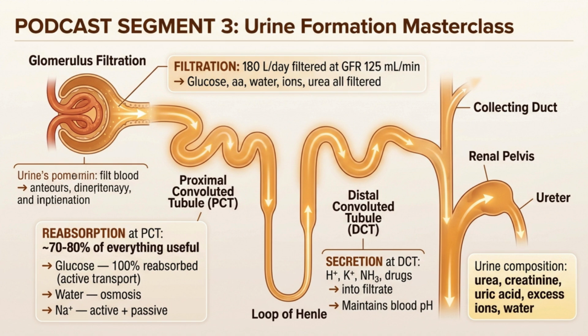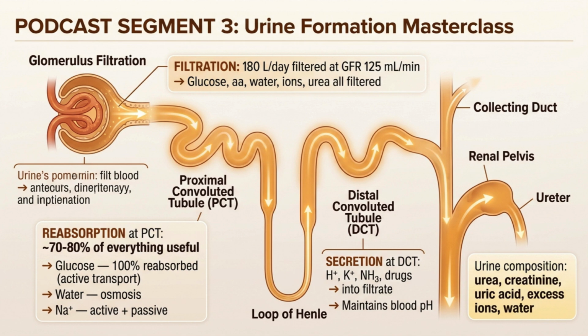Stage 1, glomerular filtration, 180 liters per day. GFR is 125 milliliters per minute. Everything small passes through. Glucose, amino acids, water, sodium, potassium, urea.